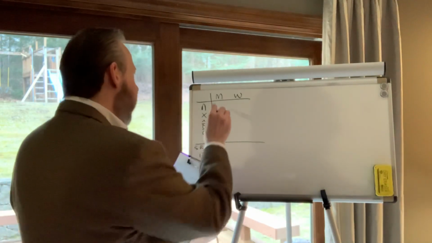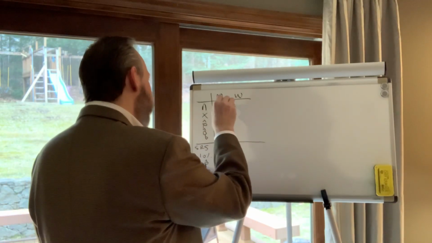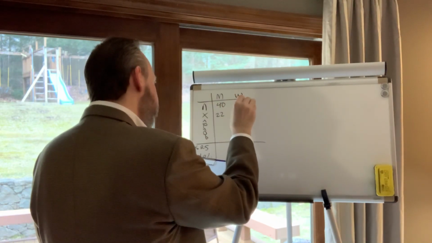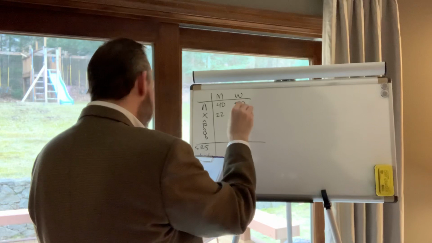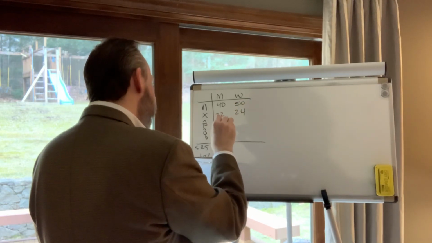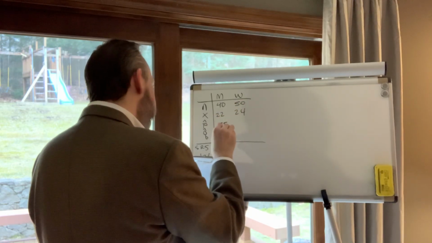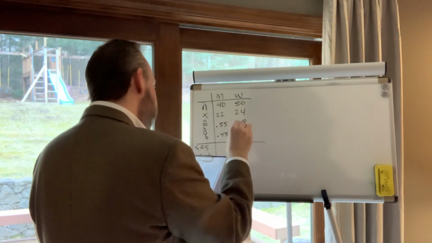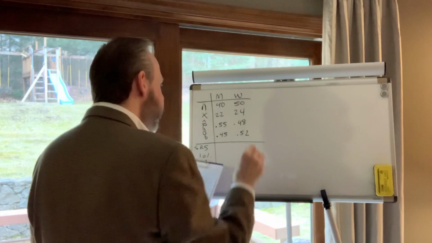All right, so in our random survey, we had 40 men, and we had 22 who got speeding tickets. We got 50 women, and 24 that got speeding tickets. That makes p-hat for men 0.55, q-hat 0.45. For women, p-hat is 0.48, q-hat is 0.52.